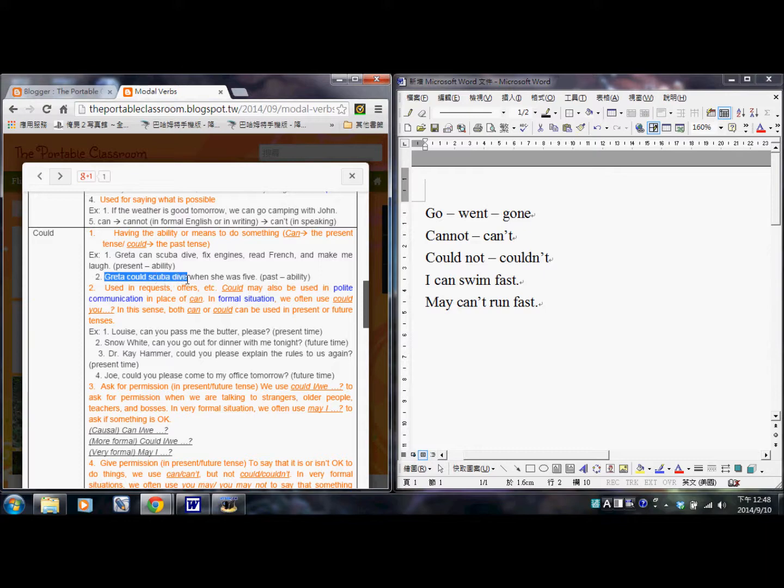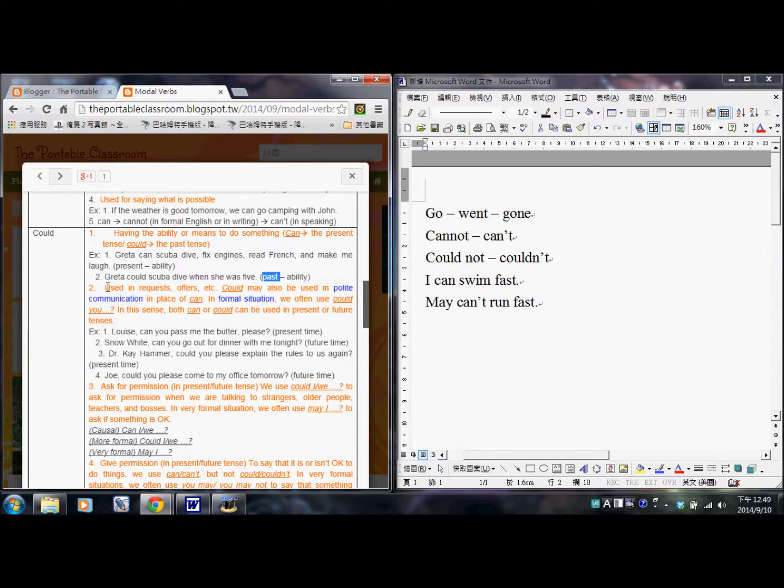Greta could scuba dive when she was 5. She can't do it right now, but she could do it. She could scuba dive when she was 5. So we use could as the past tense of can to talk about something that we could do in the past. So in this case, could functions as the past tense of can.